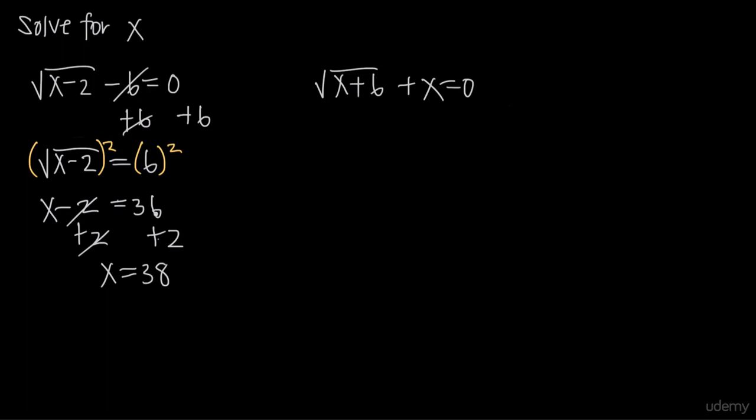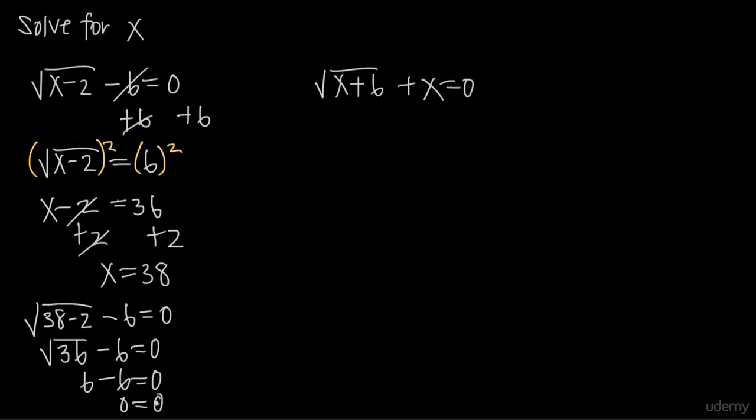So now this is our potential solution to the equation, but in order to verify that it's an actual solution, we must plug this back into the original equation to make sure that the equation is true. So plugging x equals 38 back into our original equation, we get the square root of 38 minus 2 minus 6 equals 0. We get the square root of 36 minus 6 equals 0. The square root of 36 is 6, so we get 6 minus 6 equals 0, or 0 equals 0. So this checks out, that's true, which means that x equals 38 is in fact a valid solution to our radical equation.